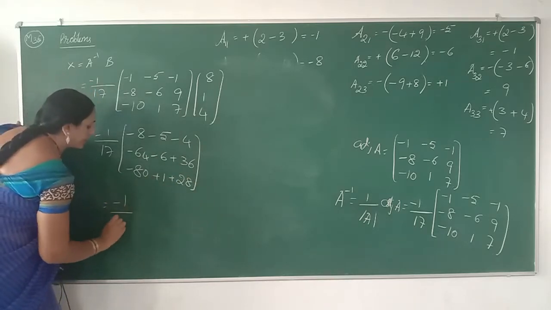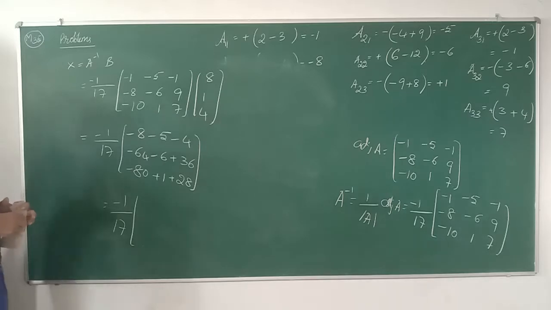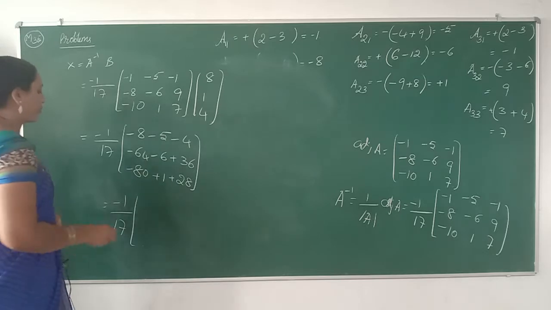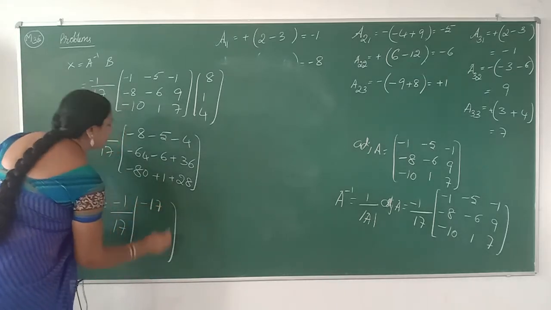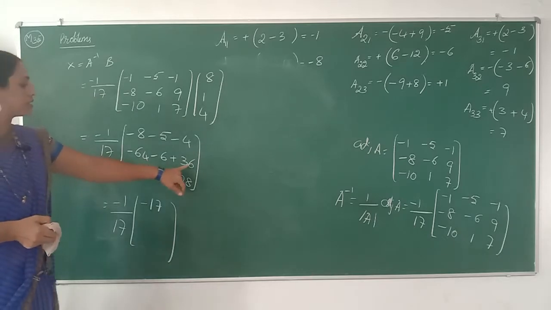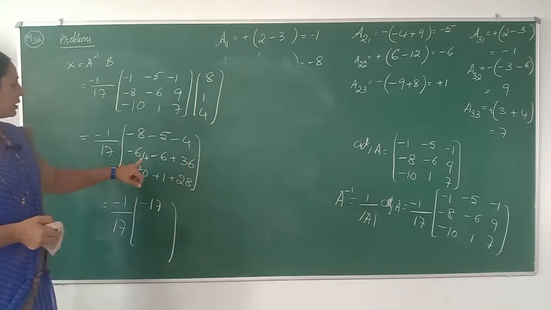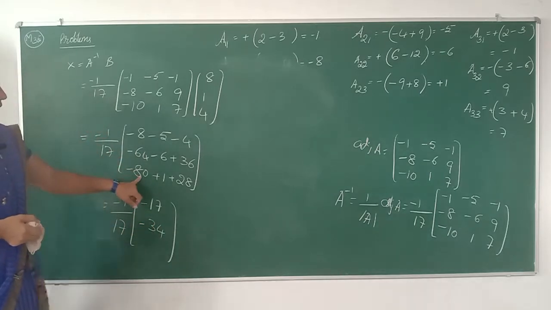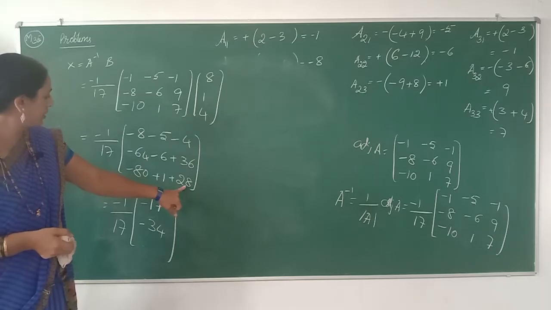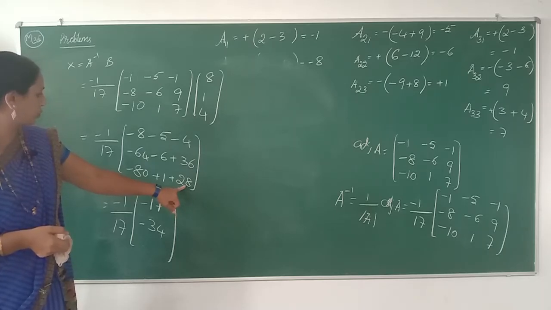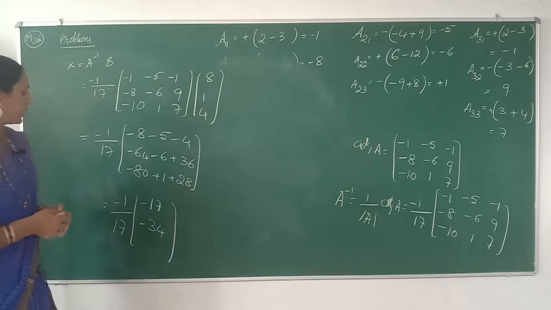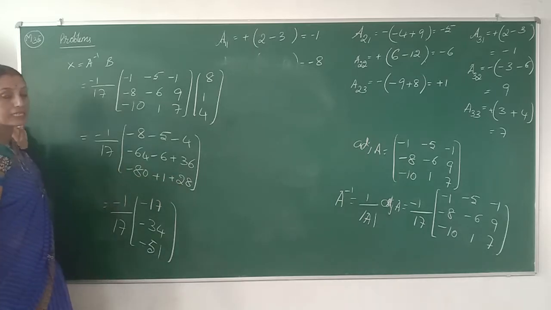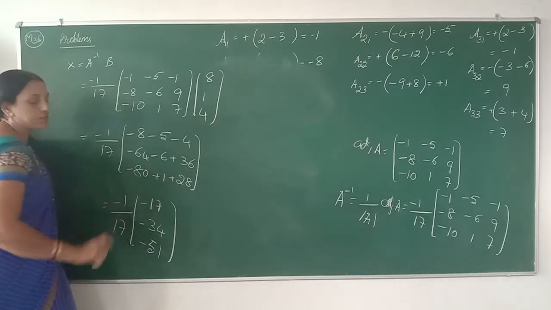Now we add or subtract the corresponding elements. Minus 8 minus 5 is minus 13. Minus 13 minus 4 is minus 17. Then 36 minus 6 is 30. 30 minus 64 is minus 34. Minus 80 plus 28 is minus 52. Minus 52 plus 1 is minus 51.